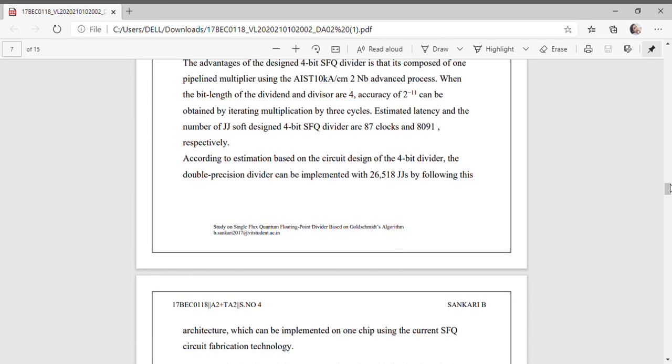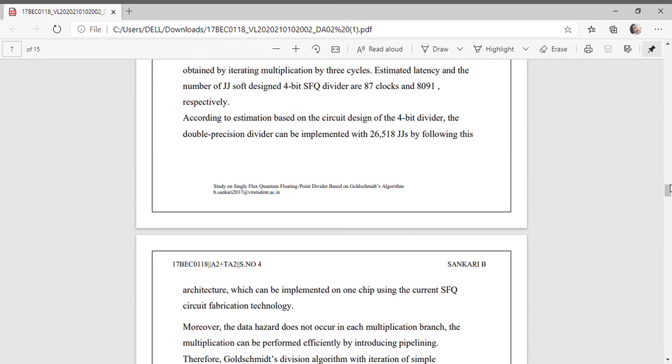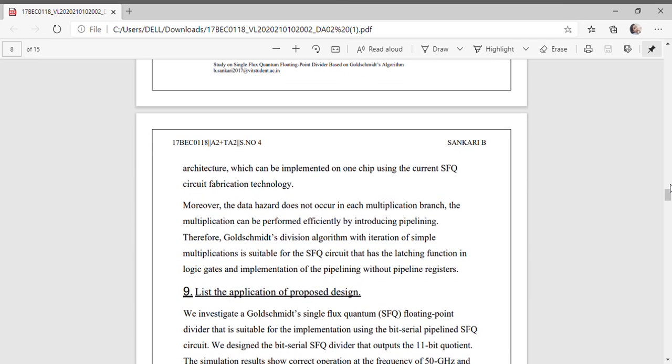One more is that a whole double precision divider can be implemented by using 26,518 Josephson circuits using just this architecture, and it can be implemented on a single chip using the current SFQ circuit fabrication technology. Moreover, data hazard does not occur due to independent multiplication branches, and this multiplication can be very efficiently performed by introducing pipelining.